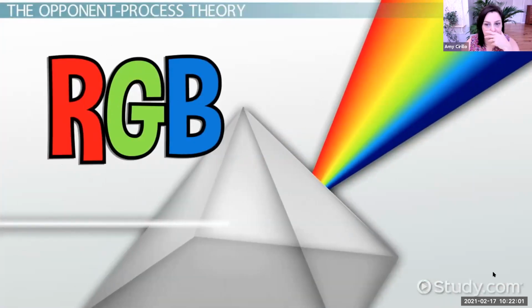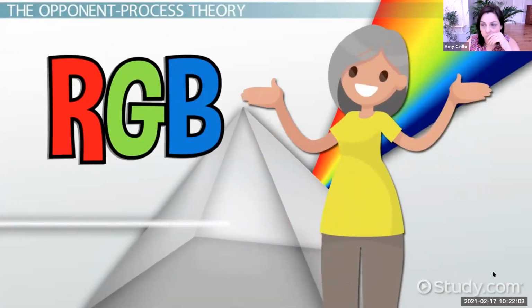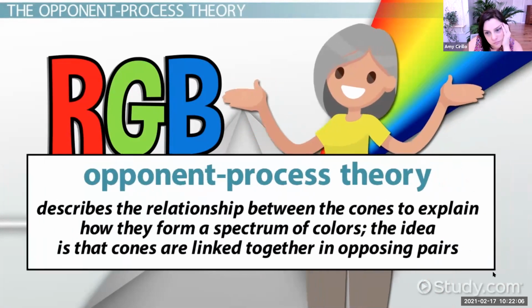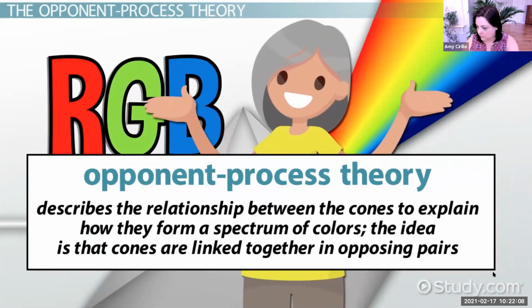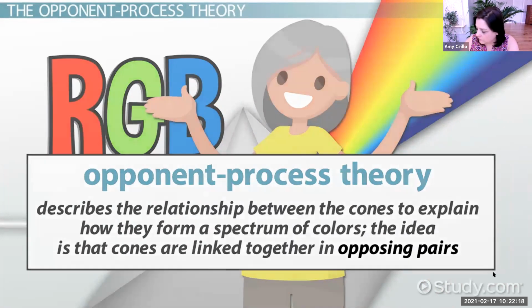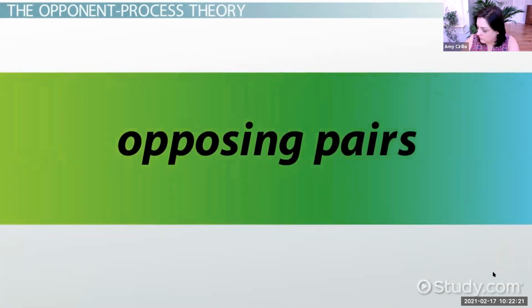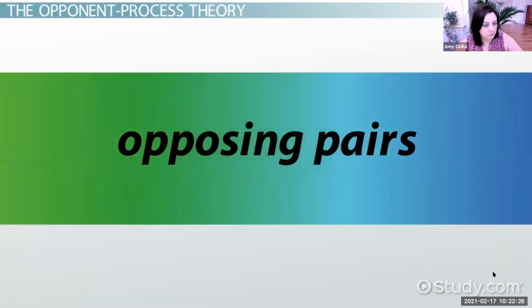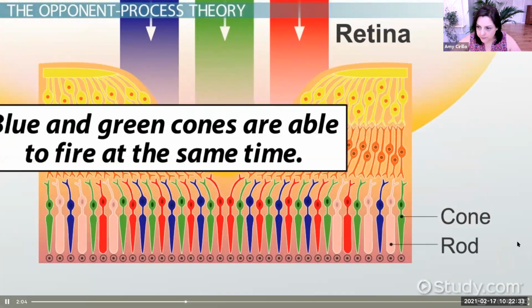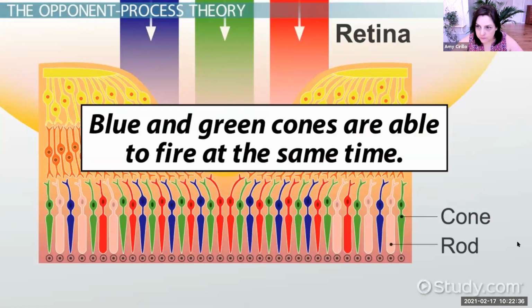The trichromatic theory is very popular, but it doesn't seem to explain everything. Enter the opponent process theory. This model describes the relationship between the cones to explain how they form a spectrum of colors. The basic idea is that cones are linked together in opposing pairs. Only one cone in each pair can create a signal for the brain at a time. Let's ask ourselves this. Have you ever seen a color that wasn't quite blue but wasn't quite green, a bluish green? Sure we have. That's because the cones for blue and green aren't opposing pairs. They're able to fire at the same time.